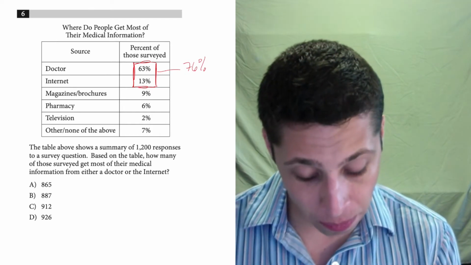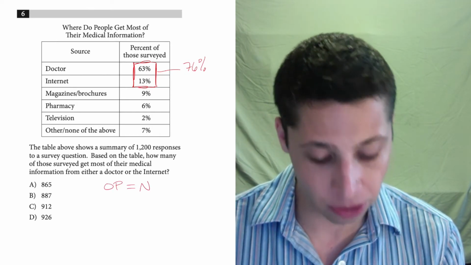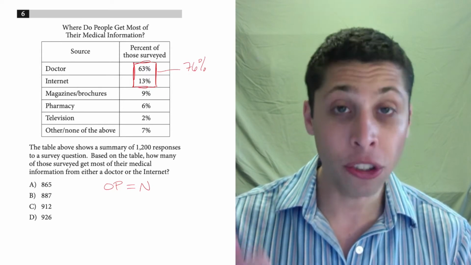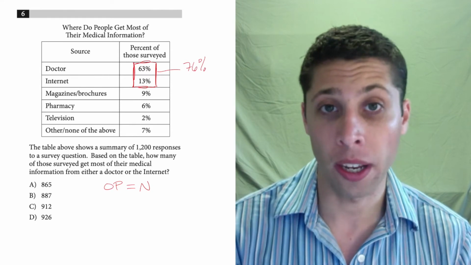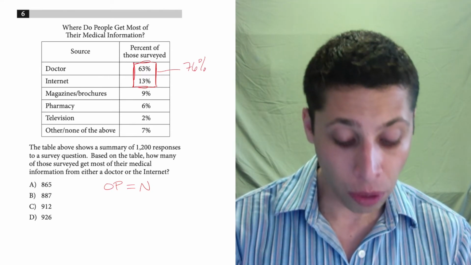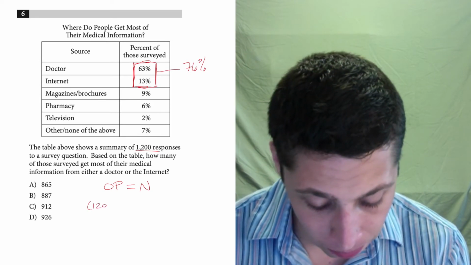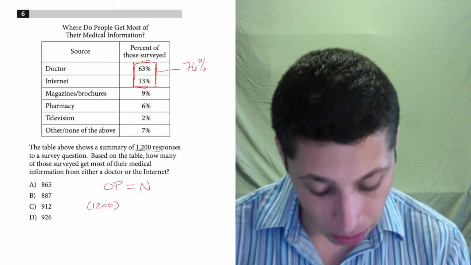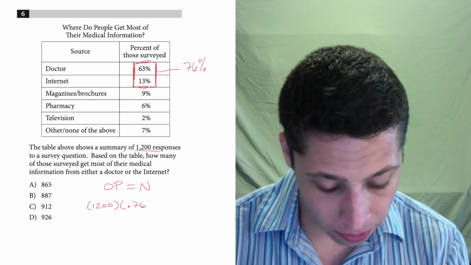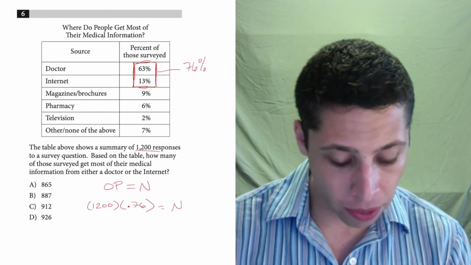This is one I've used in my books. It is what I call the open formula because it kind of looks like the word open. The original times the percentage equals the new number, okay? So the original is that there are 1,200 responses to start. And the percentage, we're going to write it as a decimal, but we want 0.76 or 76%. And we're trying to find the new.